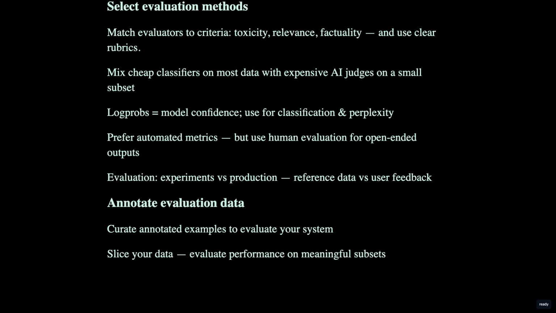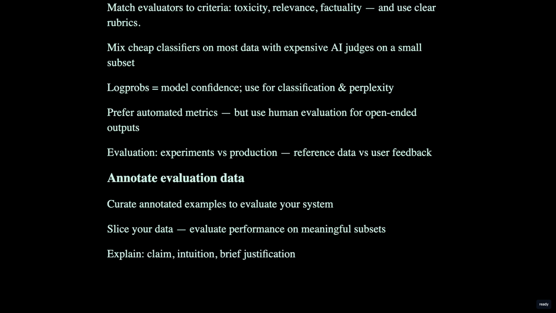Slicing means breaking your data set into meaningful subsets and measuring your system's performance on each one. This finer-grained view helps you find hidden failures, prioritize engineering and data fixes, and detect biases that aggregate metrics can hide. When you explain a concept, start with a clear one-line claim so the viewer knows the goal. Next, give the intuition that makes the claim believable. Then finish with a concise justification or a short consequence that shows why it matters. This structure keeps the explanation focused and easy to remember.